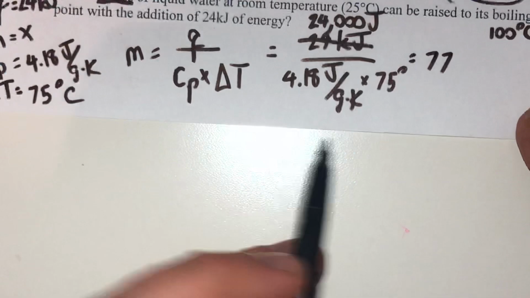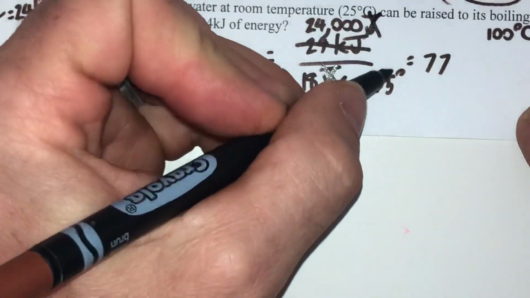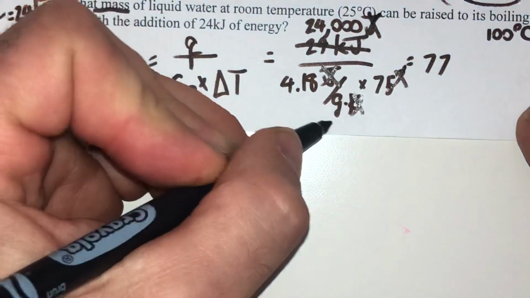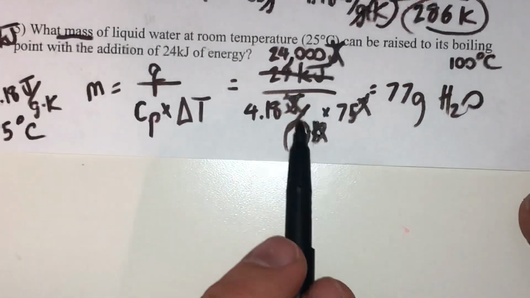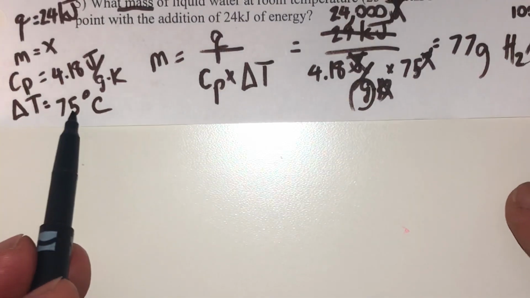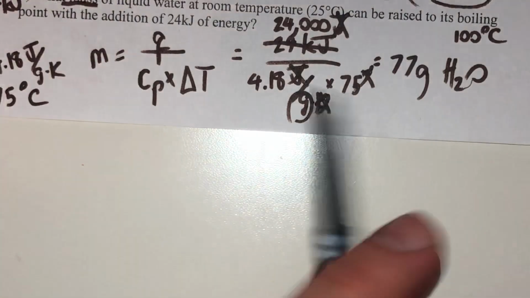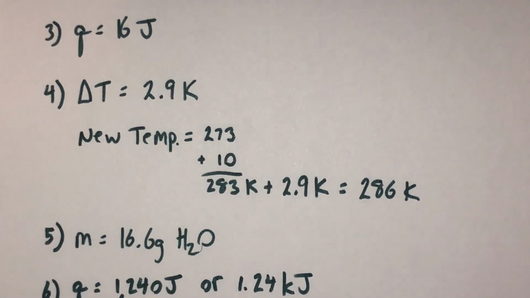77. What do we have 77 of? So joules cancel, degrees cancel, so we're left with grams. So that was 77 grams of water. We added 24,000 joules of energy to 77 grams of water, and it only went up 75 degrees Celsius. That's, again, because water has a very high specific heat. Okay, so that's how you do it. That's how you solve for any of the 4 variables.